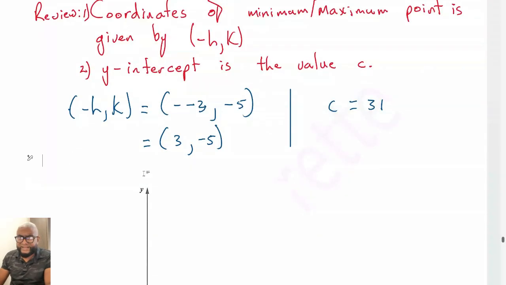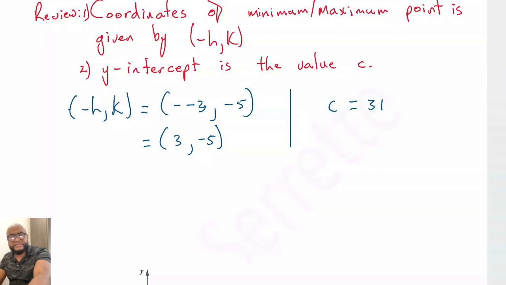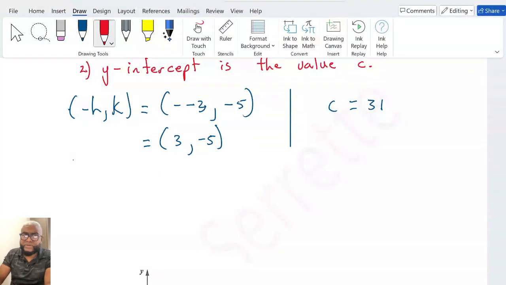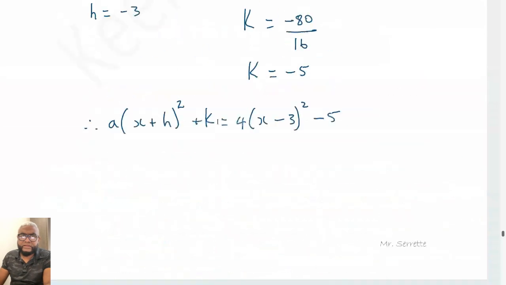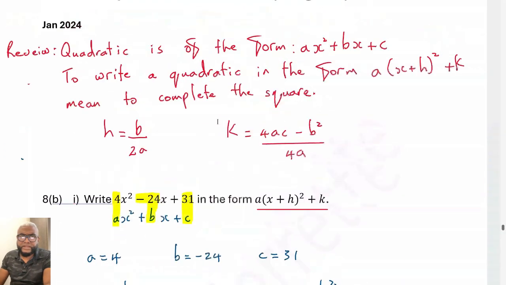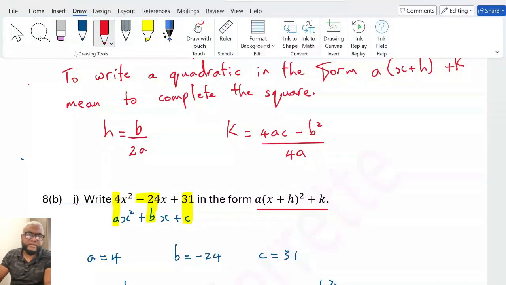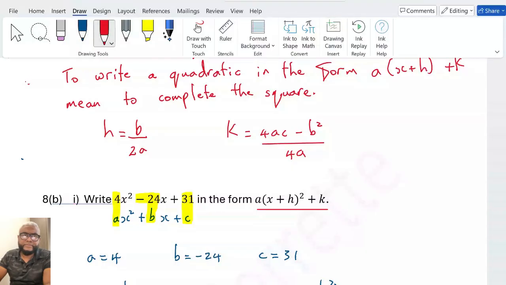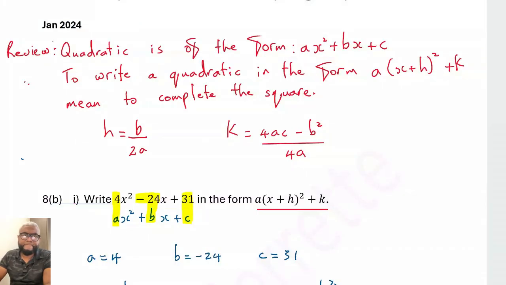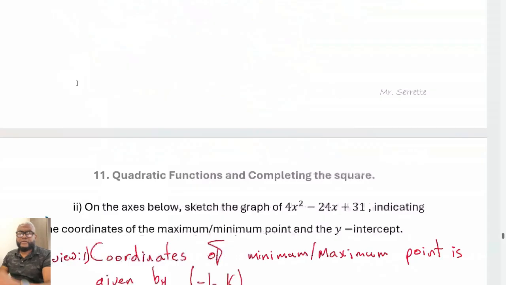Now, just a little review again. Am I able to tell whether the curve will be maximum or minimum from my quadratic? Review. I think I spelled review above wrong now. I think I put EI. I'm sure I put EI. Yeah. All right, there you go.